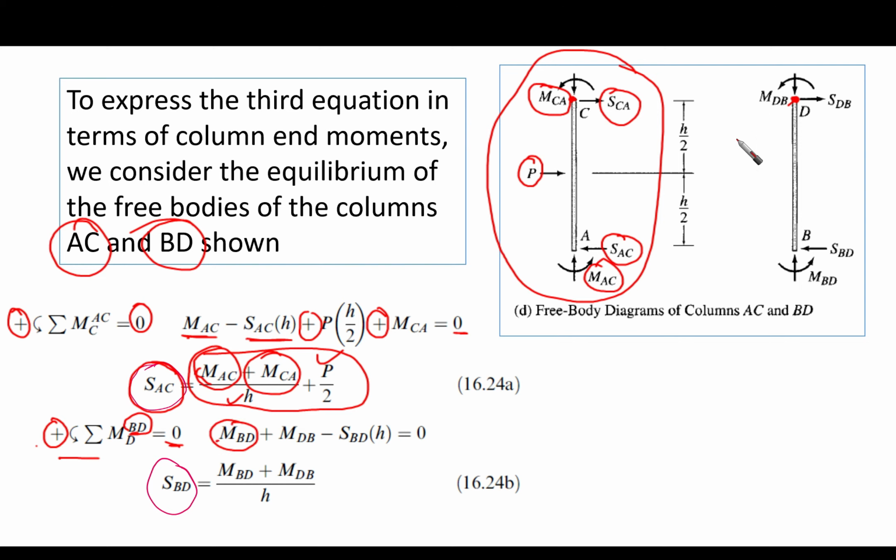Okay, now let's go to the next slide and see how we are going to work. Now we are going to substitute SAC and SBD with the moments. This is the equilibrium equation. Then we're going to put SAC with what we have done, MAC and MCV and so on. So we're going to put it here, and this one we're going to put it here. Then we're going to equate it to 0.